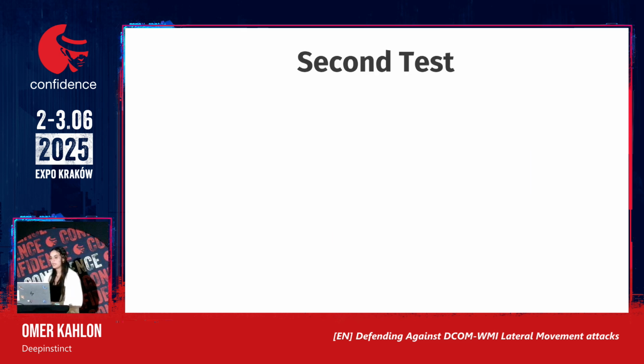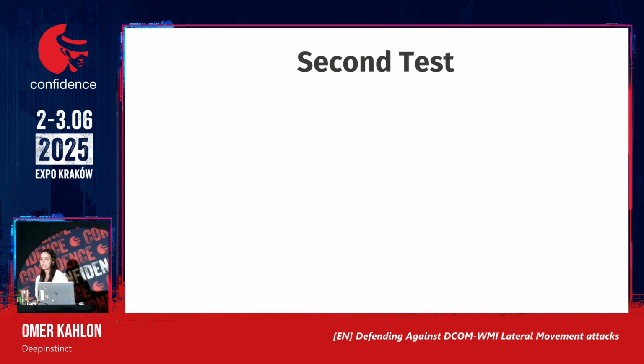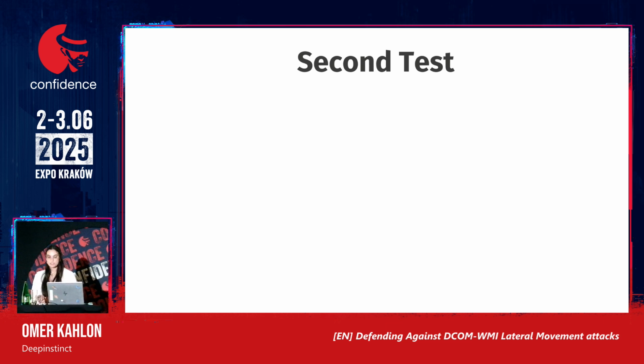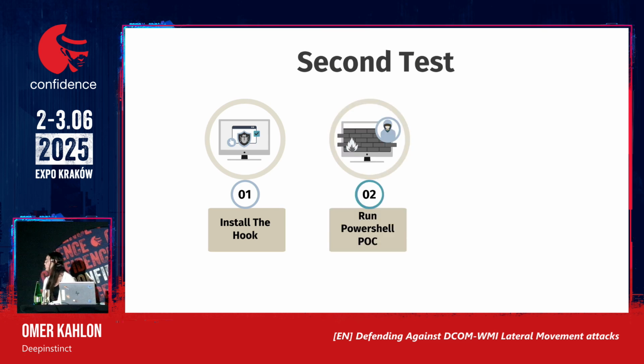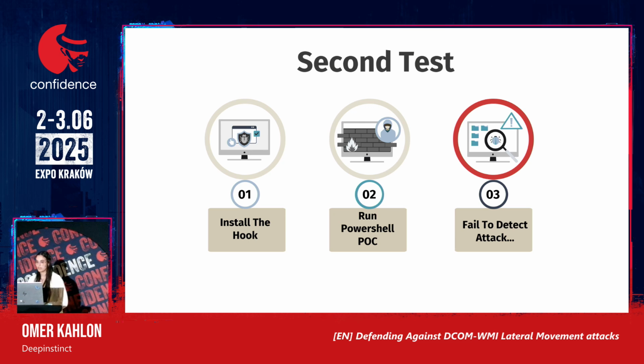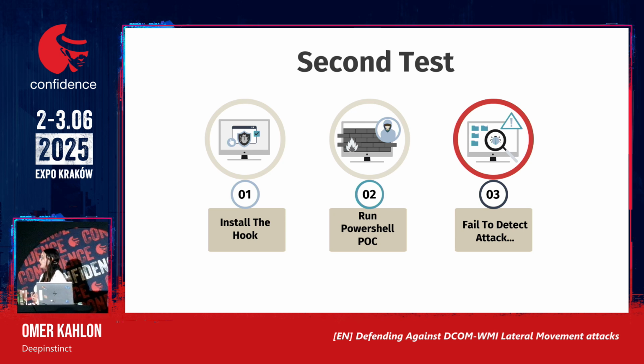So now that we place a new hook, we can try again to block our DCOM lateral movement attempt. Our PowerShell script tries to commit. After placing the new hook, we run our PowerShell script again, but unfortunately this time we also failed to detect the attack. The next part explains why and presents an improved solution.